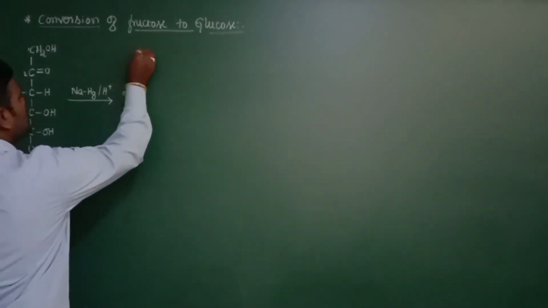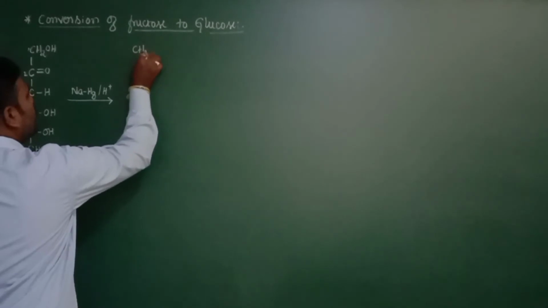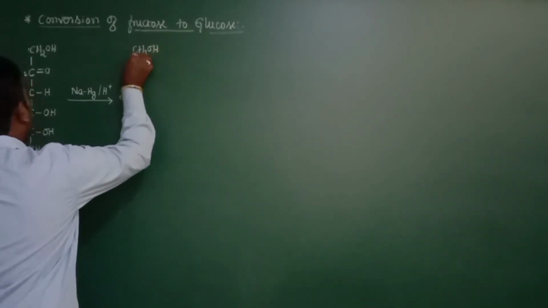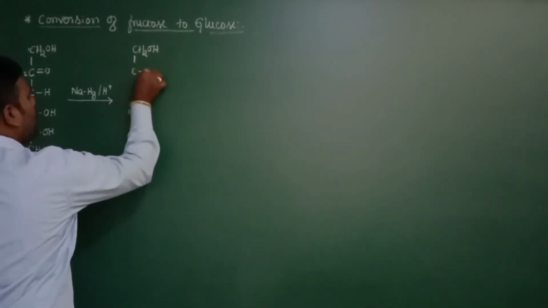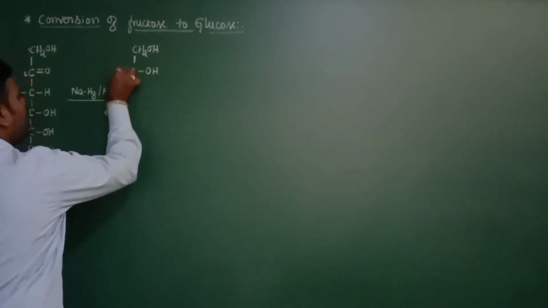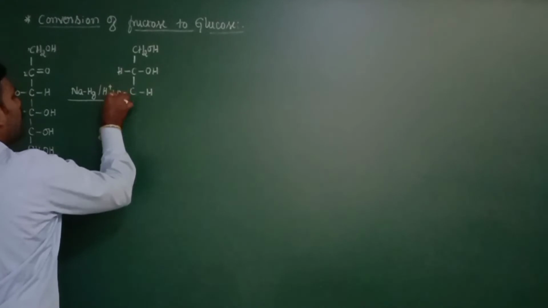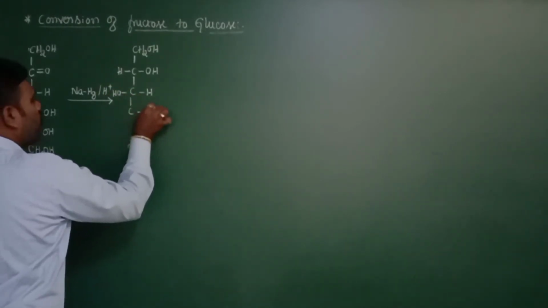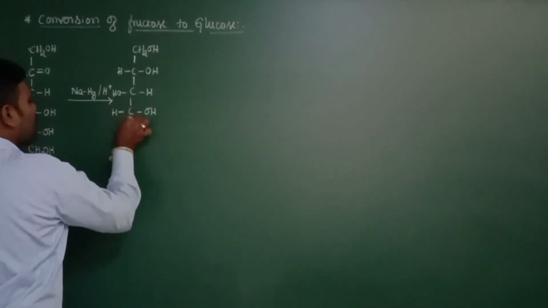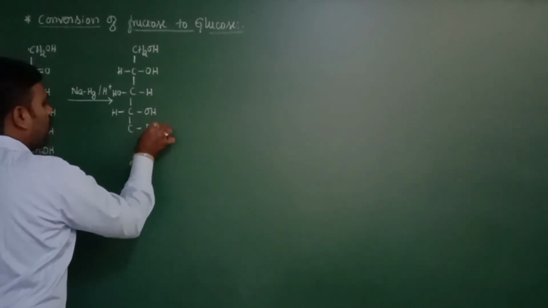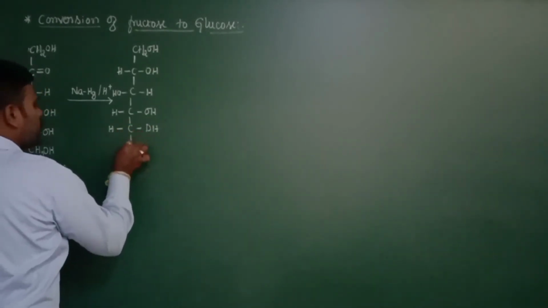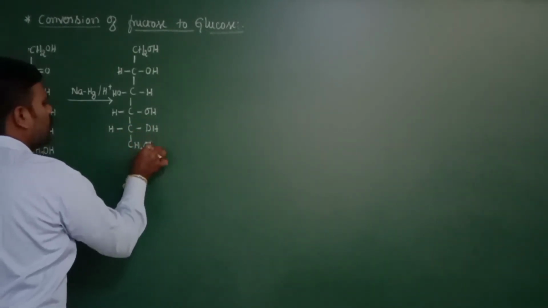So here CH2OH will remain as it is, and now C double bond O will be changed to CH and OH, and all the remaining positions will be undisturbed. Fourth position OH, H, fifth position OH, H, and at sixth position we will be having CH2OH.